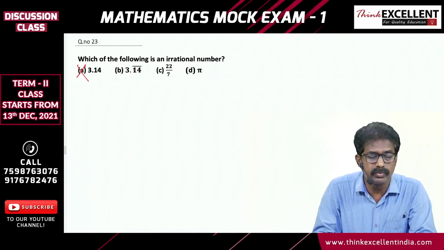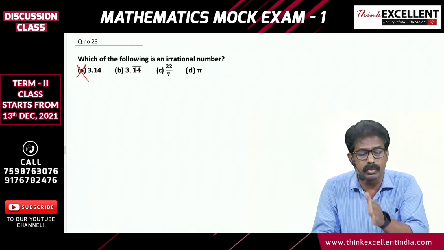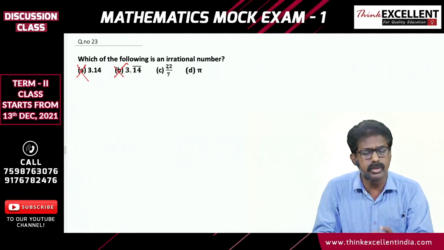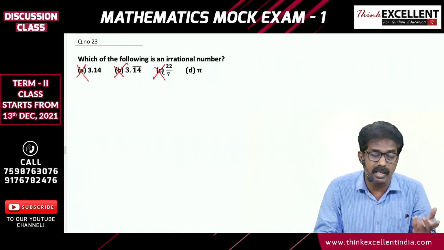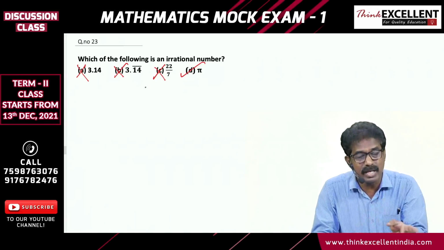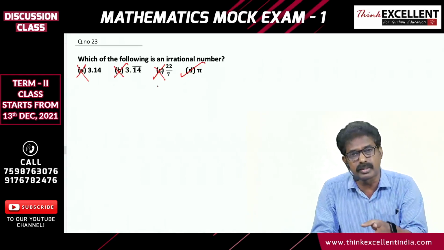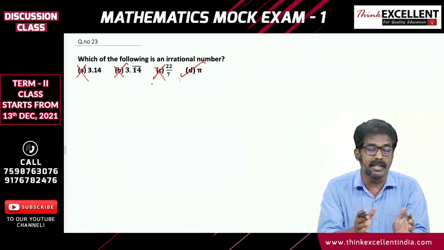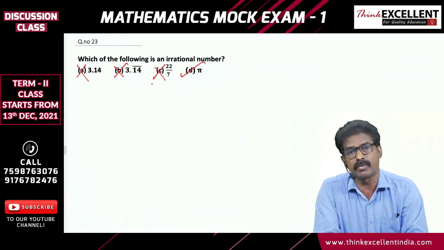3.14, 14 bar, 14 is repeating. It is non-terminating but repeating, so that is not irrational. 22 by 7 is in P by Q form, where P and Q are integers, so that is rational. Then only one option is left: pi. Pi is irrational. Pi's value we write as 3.14 or 22 by 7, but 3.14 and 22 by 7 are both rational. They are only approximate values of pi.